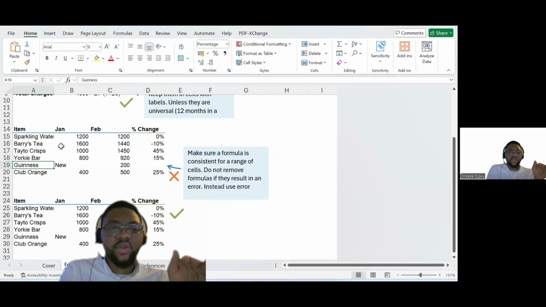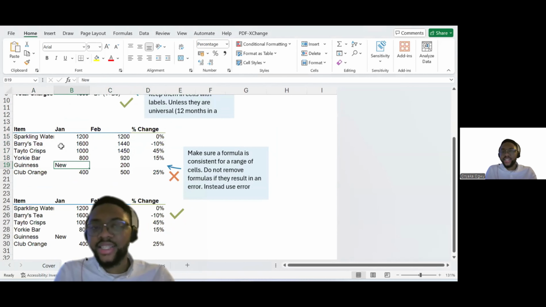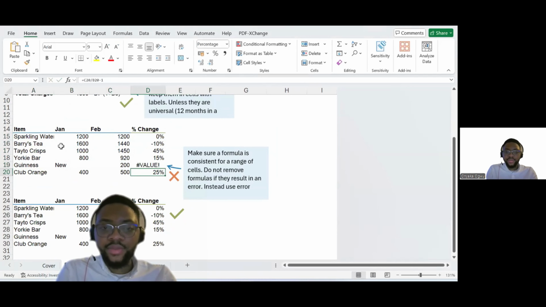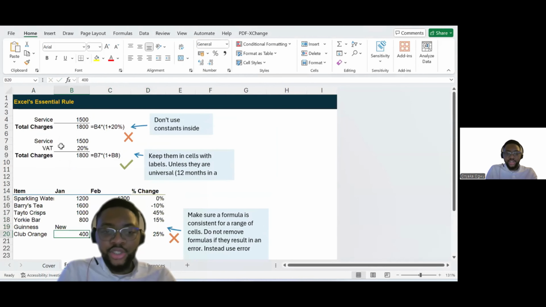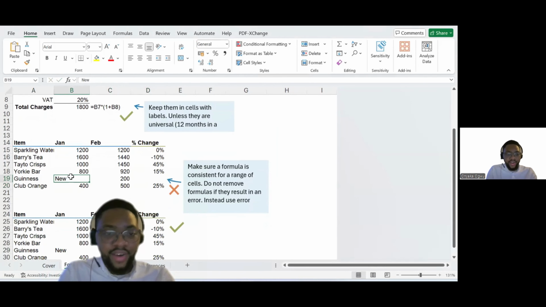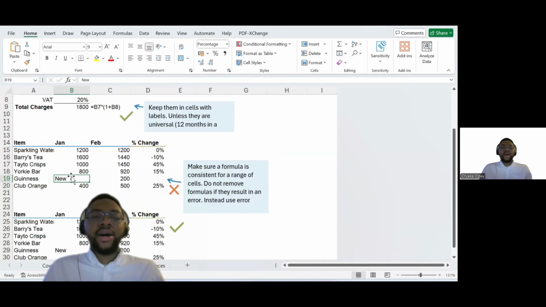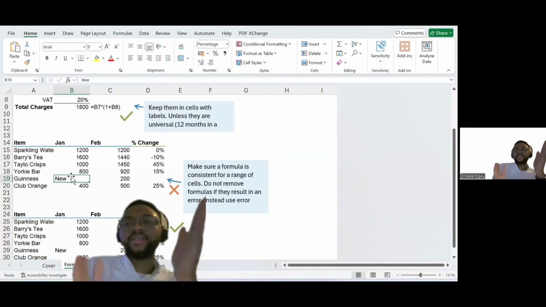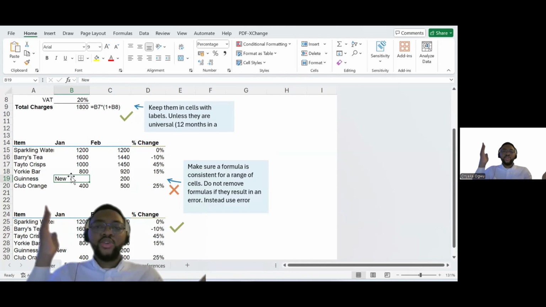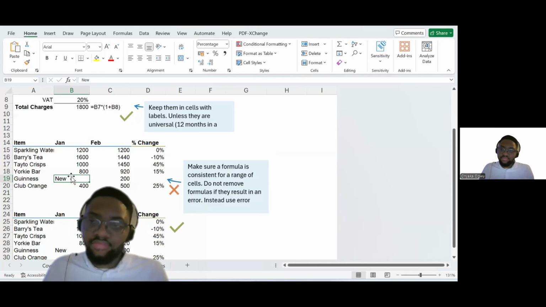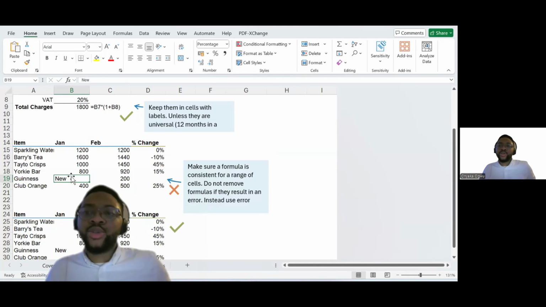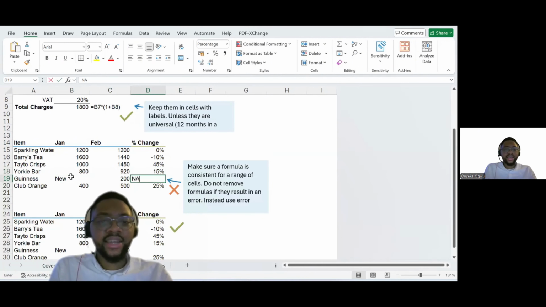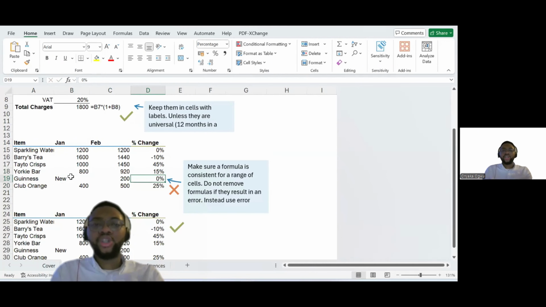But we notice that when we get to Guinness, there's no price for Guinness. So if you do new over old minus one, it will give you an error because the new is not a value, it's not a number. Excel does not see it as a number. Remember what I told you, Excel formats numbers to the left, text to the right, Boolean to the middle. So Excel is saying new is not a number, so I can't calculate it. What people usually do here is that they'll just write NA or they'll write zero or something. They'll just put something else.